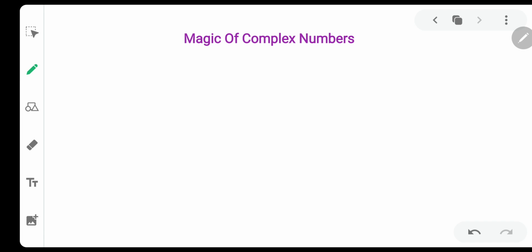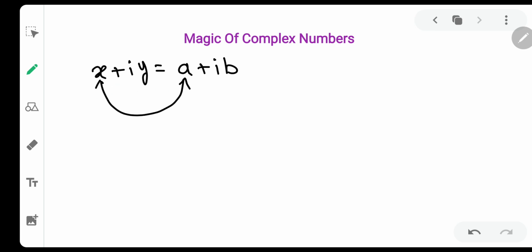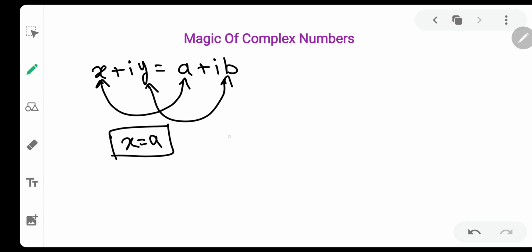Okay, so the simplest property of complex numbers, which all of you know, is that if x plus iy is equal to a plus ib, then you can compare the real parts and the imaginary parts. It means that x should be equal to a and y should be equal to b. That's it. So simple. But most of the students get bored using this property. Sir, what's the use of this? This is so simple. But today we are going to understand the magic which lies behind this property.